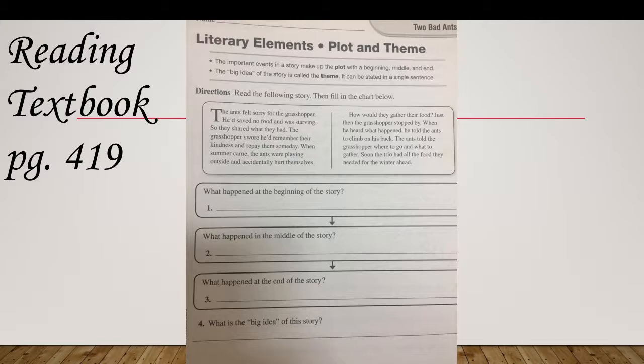The ants felt sorry for the grasshopper. He had saved no food and was starving, so they shared what they had. The grasshopper swore he would remember their kindness and repay them someday. When summer came, the ants were playing outside and accidentally hurt themselves. How would they gather their food? Just then, the grasshopper stopped by. When he heard what happened, he told the ants to climb on his back. The ants told the grasshopper where to go and what to gather. Soon, the trio had all the food they needed for the winter ahead.